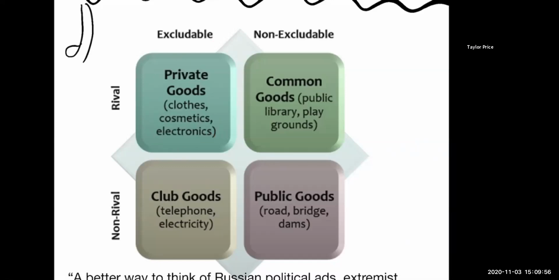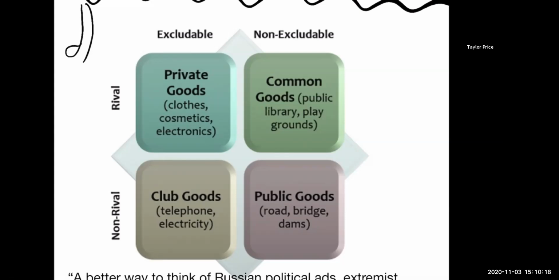private goods, which are excludable and rival. So you can think of things like clothes, cosmetics, electronics. The price is the exclusion, and they're rival, because if I go to a store and buy all of the iPads, you cannot go to that store right after me and buy any iPads because I bought them all.